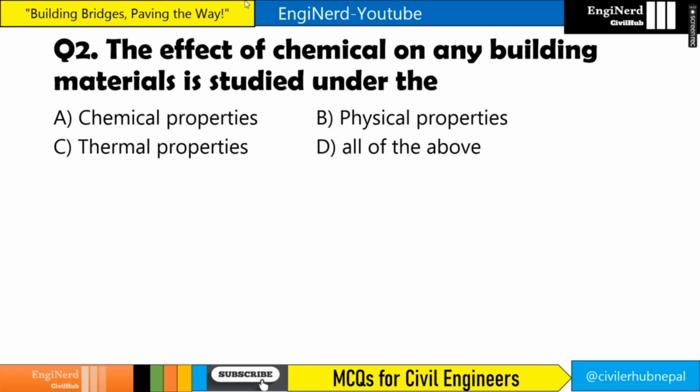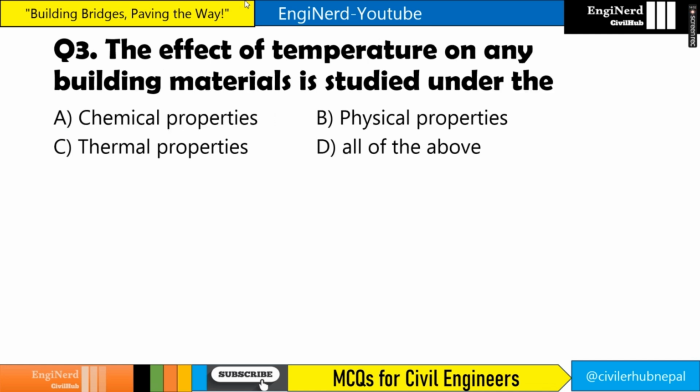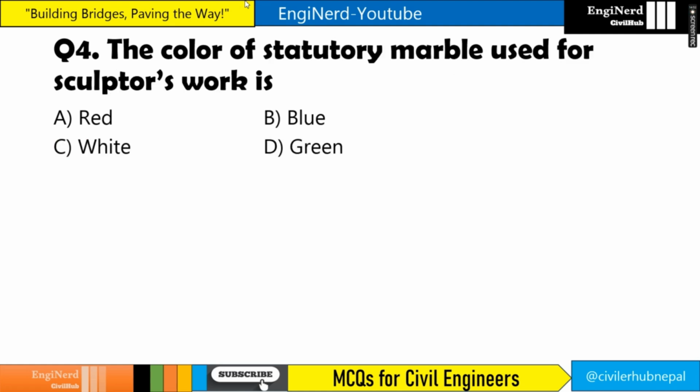The effect of chemicals on any building material is studied under chemical properties, right? The effect of temperature on any building material is studied under temperature, which means it is related to thermal properties. The color of statuary marble used for sculpture work is white.